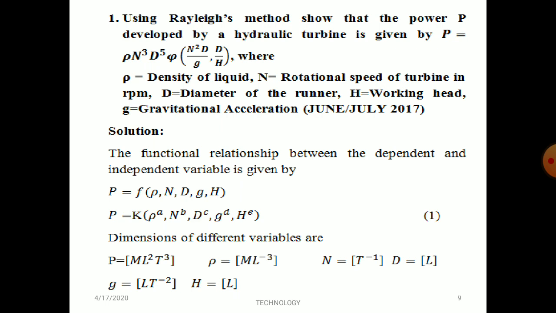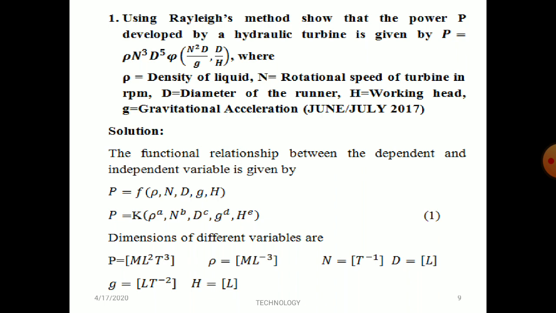Using the Rayleigh method, show that the power P developed by a hydraulic turbine is given by P equal to rho into n cube into d to the power 5 into phi of (n square d divided by g, d by h), where rho is the density of the liquid, n is the rotational speed of the turbine in rpm, d is the diameter of the runner, h is the working head, and g is the gravitational acceleration or acceleration due to gravity. This was a question asked in June-July 2017.